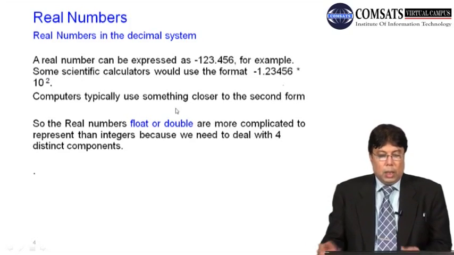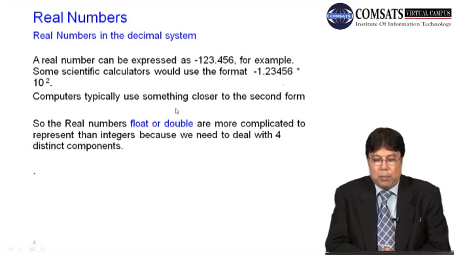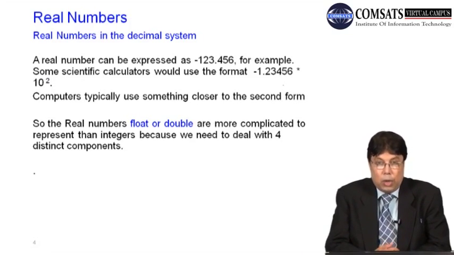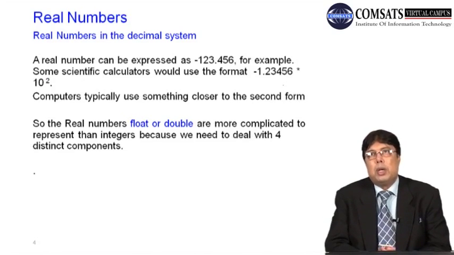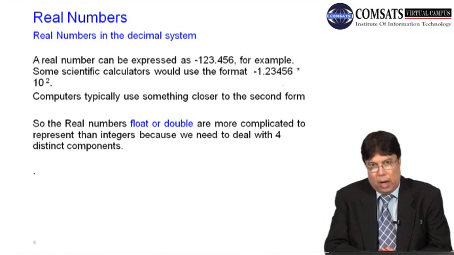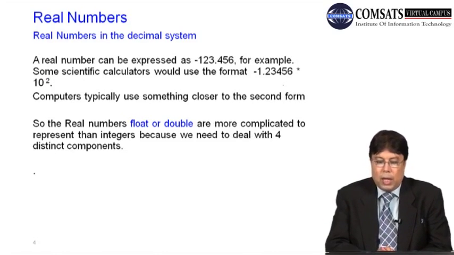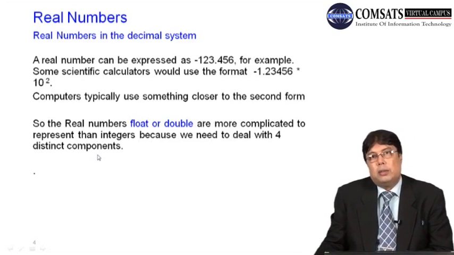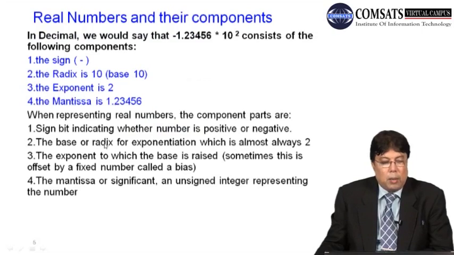Computers typically use some mechanism to represent floating point numbers and double numbers, but it is a bit more complicated compared to representing integers in the C environment. If we are dealing with floating point numbers, then we are required to deal with 4 distinct components of the real number. What are these 4 distinct components?